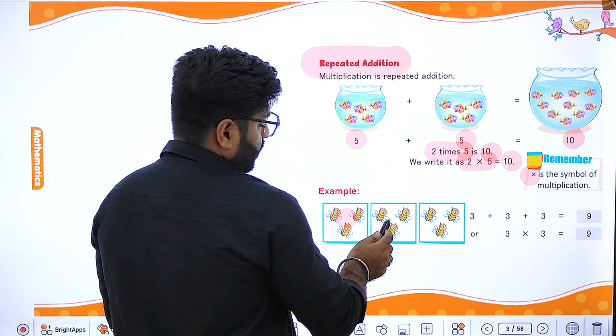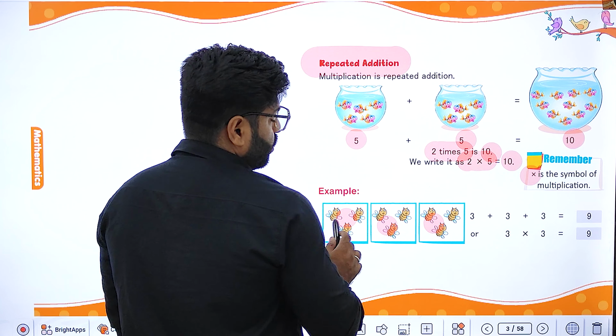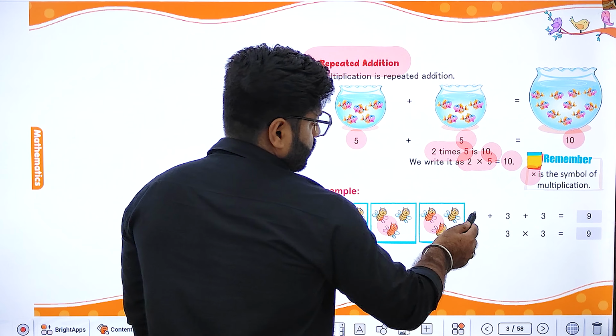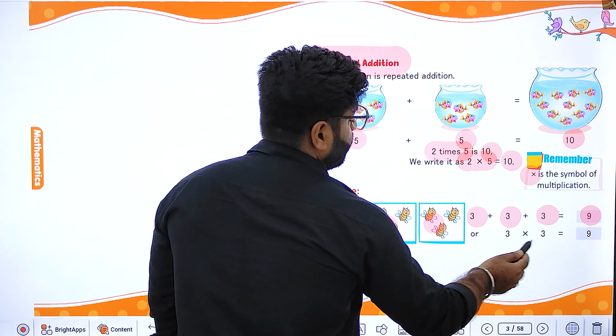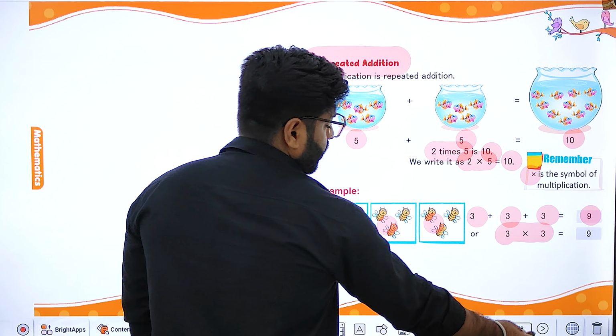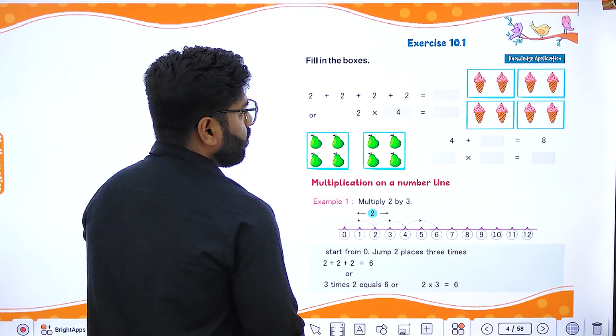Next we are having 3 boxes, or 3 groups of 3 bees. So 3 plus 3 plus 3 is 9, or we can say that 3 into 3 is 9.